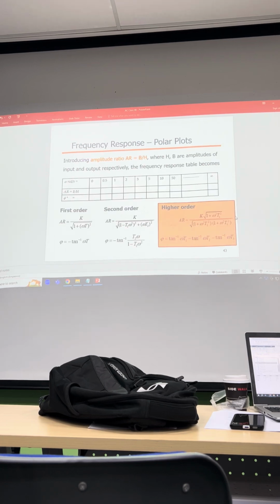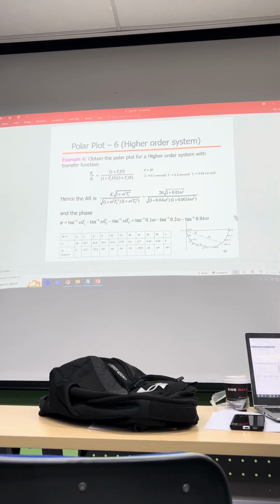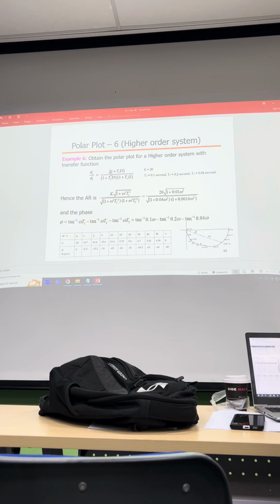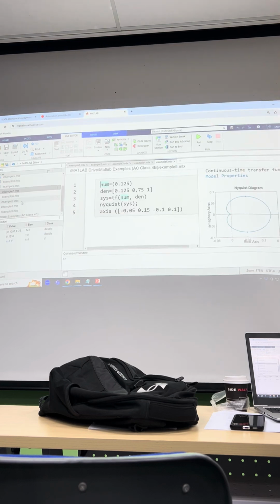Next is higher order. Higher order means it can be s cubed or even other things. Yes, so you can see example 6, T1, T2, T3. Like you have s cubed already. The formula is slightly different when you apply it. Then you can get it in a similar fashion. Then run exercise 6.